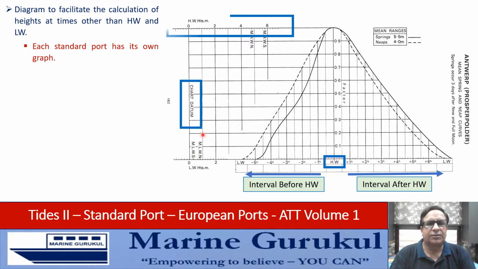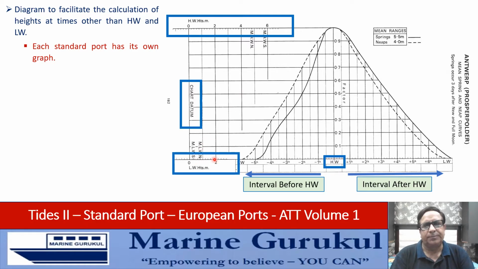Then we have this scale on top. This is the scale for high water heights in meters. It's written out here. And you also have mean high water neaps and mean high water springs also marked on the same scale. And likewise, at the bottom, we also have a scale which is for low water heights in meters, and you have mean low water springs and mean low water neaps also marked out here.